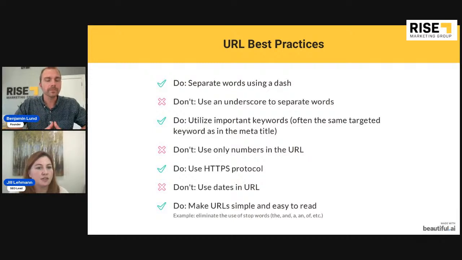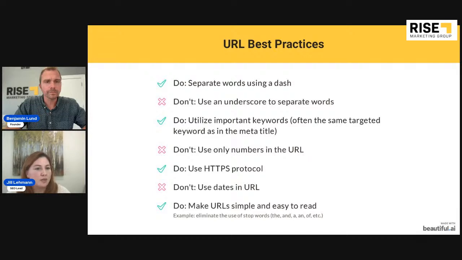Some of those are just making sure that if you have multiple words in your slug, so for example, if you're writing a blog on best SEO practices, you'll want to have a dash separating those words: best, SEO, and then practices. Oftentimes it's a dash instead of an underscore, so I would remember to use that instead. It just makes it easier to read for users, and it also makes it a little easier to read for Google as well. The next one is utilizing important keywords.